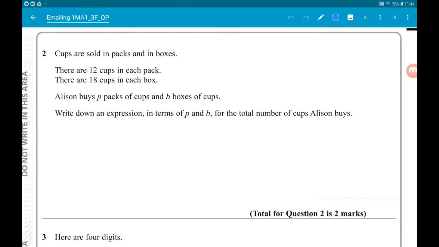Okay, number 2. Cups are sold in packs and in boxes. There are 12 cups in each pack and 18 cups in each box. Alison buys P packs of cups and B boxes of cups. We want to write down an expression in terms of P and B for the total number of cups Alison buys. Remember, P and B are just numbers. For example, if we buy 2 packs, we would have 2 times 12 cups. If we buy P packs, then we have 12P cups. And if we buy B boxes, we have 18 times B, so 18B.